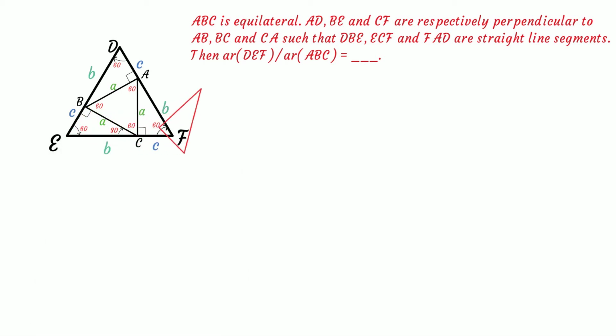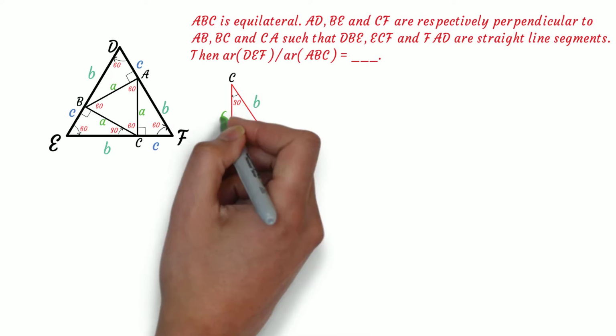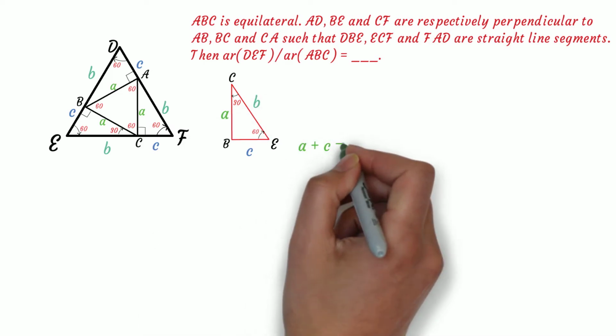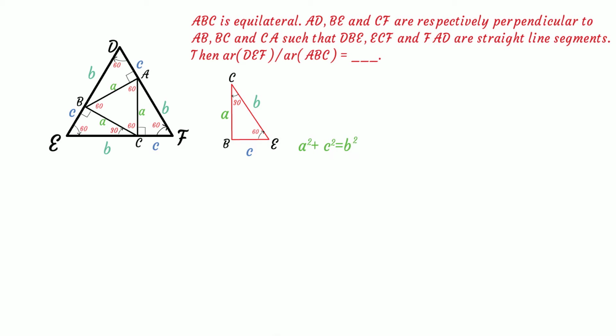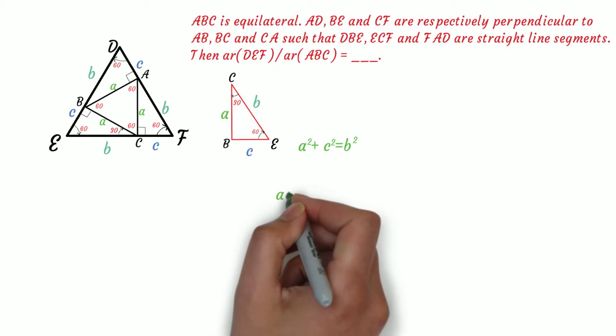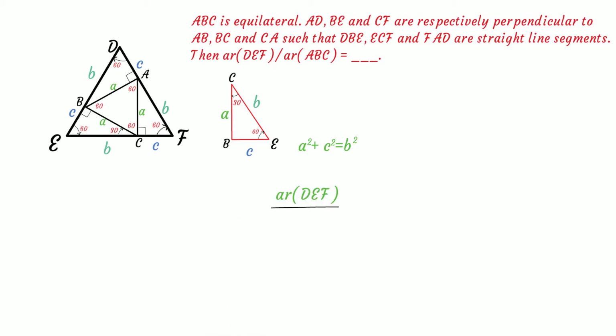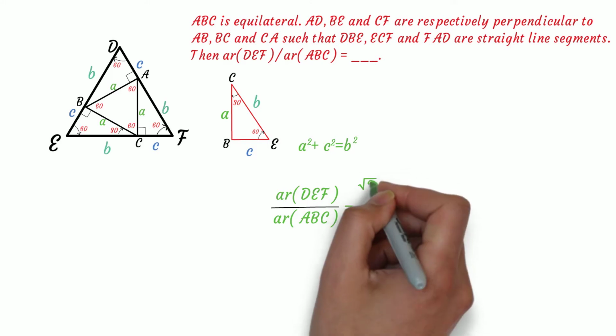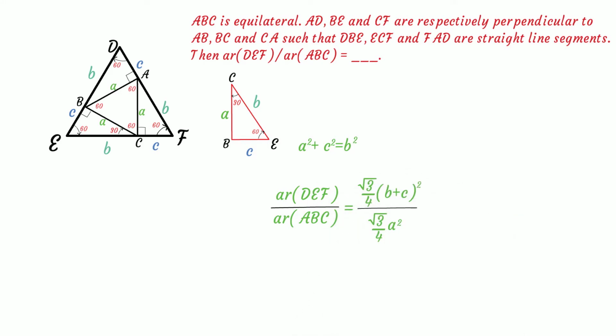Now, if we apply Pythagoras theorem in the right triangle, we have A square plus C square equals B square. Now, from the question, the value that we have to find is area of triangle DEF divided by area of triangle ABC. Since both of these triangles are equilateral, this ratio would be same as the ratio of the squares of the sides. That is, (B plus C) whole square by A square.